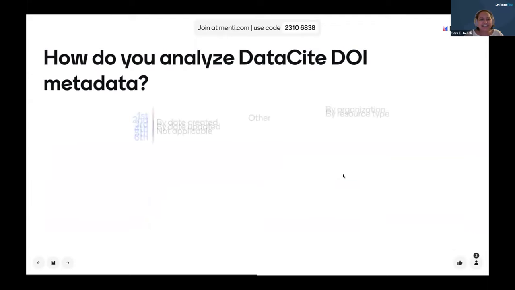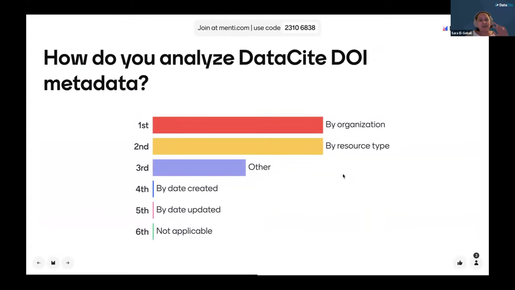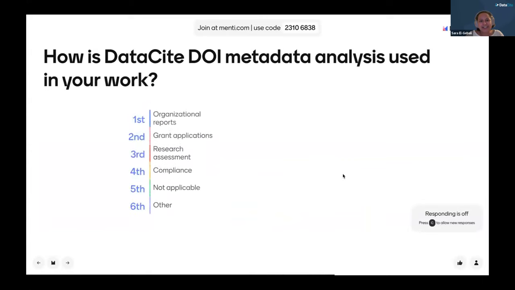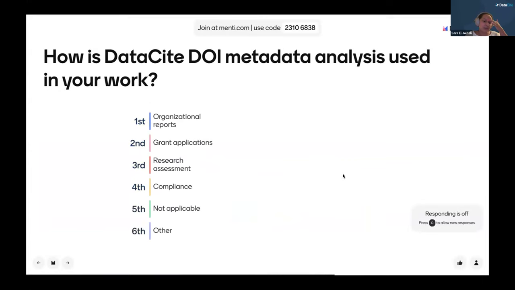And the second question is, how do you do that analysis? What kind of stratification is more important? So how do you look at it, by organization, research type, or something else? And how do you use that analysis in your work? So if you are doing or interested in doing DOI metadata analysis, how would you use it? So take your time, and the Mentimeter can run in the background, so it's fine.